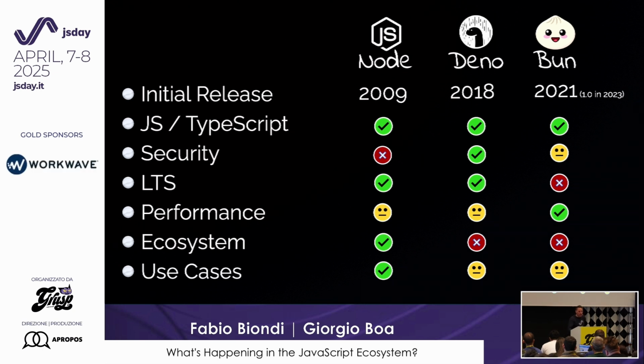Performance is the key point, because it's written in Zig, and it's on top of JavaScriptCore. Node and Deno are on top of V8, but Bun is on top of JavaScriptCore. And performance is the key point. If you are trying to use Bun, you should use it for this. The ecosystem, because it's really new, is not great at the moment. As for use cases, there are a few, but mainly focused on performance.